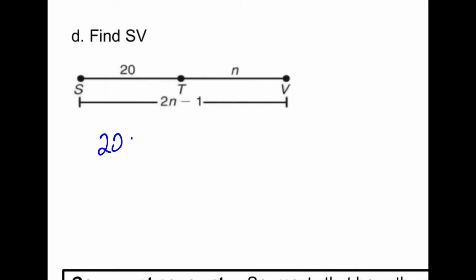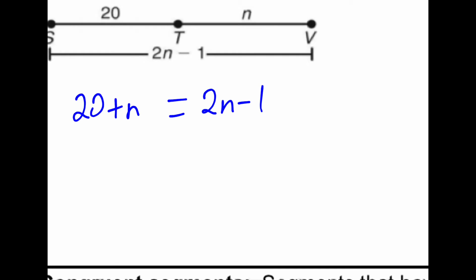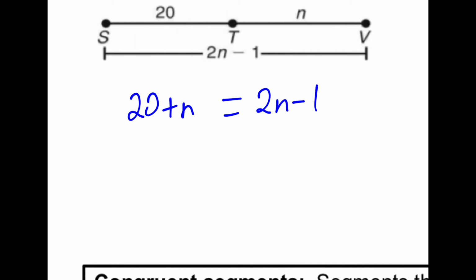Similar concept, but we start to get a little bit more challenging in terms of the algebra. 20 plus n is equal to the total, 2n minus 1. If I subtract n from both sides, I get 20 is equal to n minus 1. If I add 1 to both sides, I get 21 is equal to n.